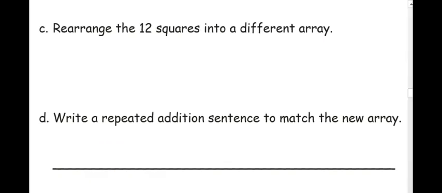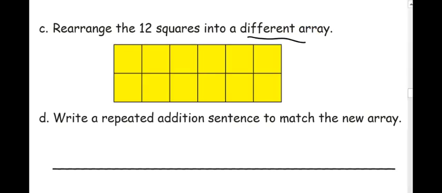Now we need to rearrange the 12 squares in a different way. And again, there are a couple different choices that we have. Here is one choice. I have an array that has 2 rows and there are 6 tiles in each row. So the repeated addition sentence would just be 6 plus 6 to show the 2 rows and a total of 12 tiles.